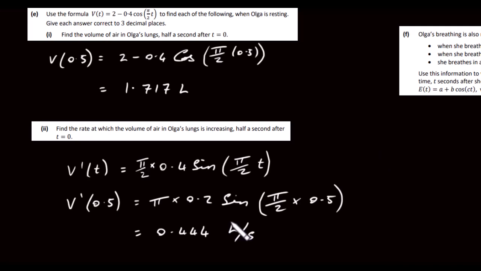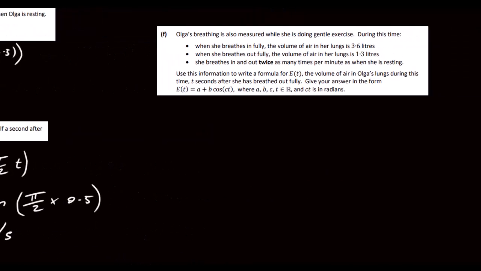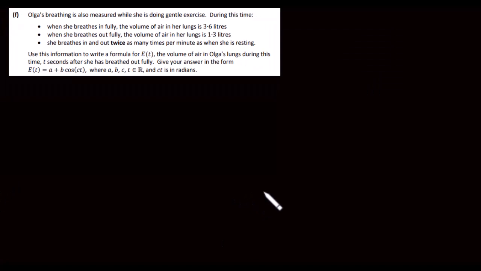Let's have a look at F. So that's over here. Olga's breathing is also measured while she is doing gentle exercise. During this time, when she breathes in fully, the volume of air in her lungs is 3.6. So that's when her lungs are full. When she breathes out fully, the volume of air in her lungs is 1.3 liters. So that's going to be our range there, I presume. She breathes in and out twice as many times per minute as when she is resting. So that's going to affect the period of the function. Use this information to write a formula for E of t.